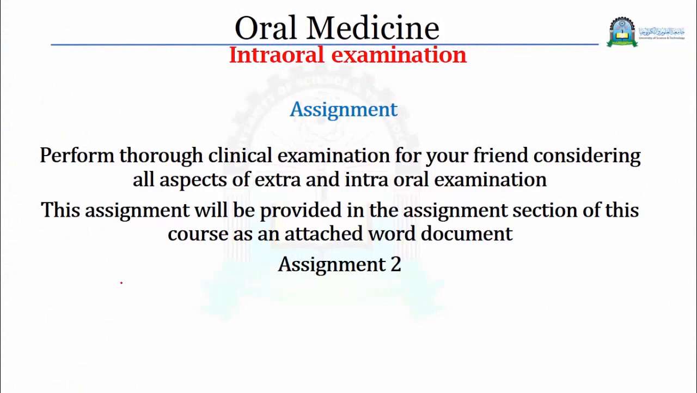The assignment of the second lecture: the student must perform a thorough clinical examination on a friend, considering all aspects of the extraoral and intraoral examination. Each student must perform a thorough clinical examination in front of the supervisor in the clinical sessions, including the general examination, extraoral examination, and intraoral examination for his or her student friend.